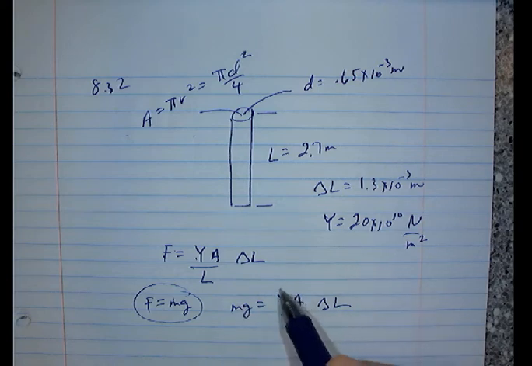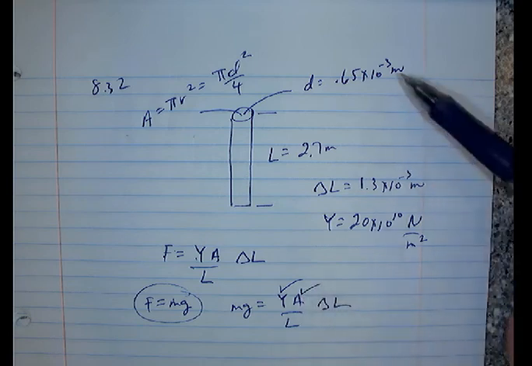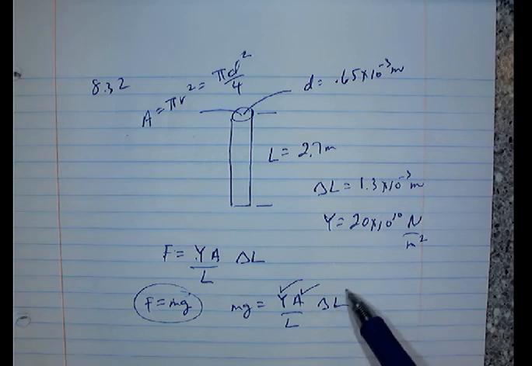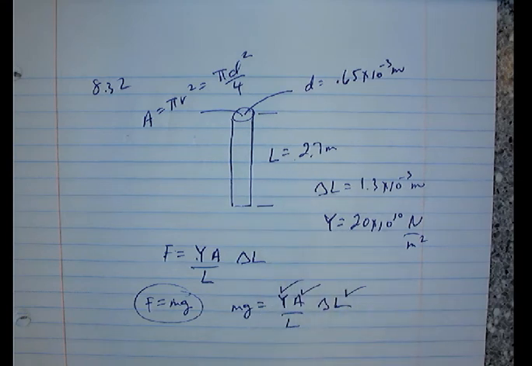Just be careful, Young's modulus is given. You'll have to calculate the cross-sectional area, but you can do that because you're given a diameter. Delta L is how much it's stretched by. Again, be careful with the units. And then L is the original length. Okay, good.